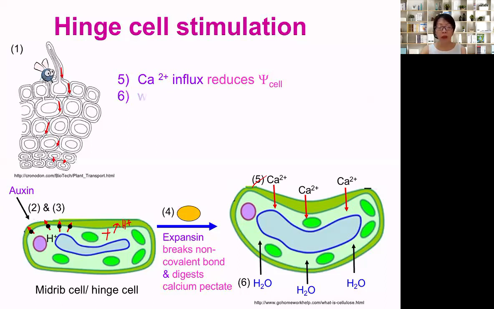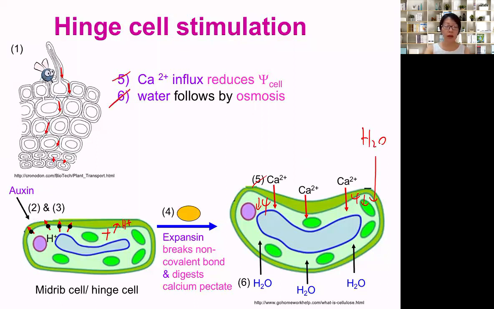So calcium ion streams into the cell, and calcium is a solute. It will reduce the water potential of the cell. Because of that, water will then stream into the cell by osmosis. Therefore, the hinge cell will swell. It will swell in a certain way that will cause the two flaps to come close to each other and close.